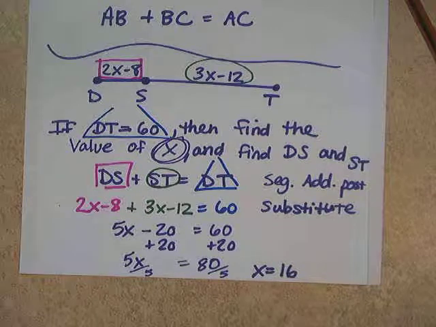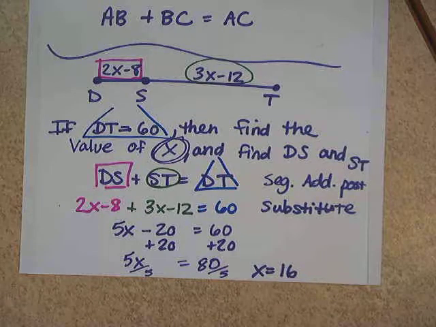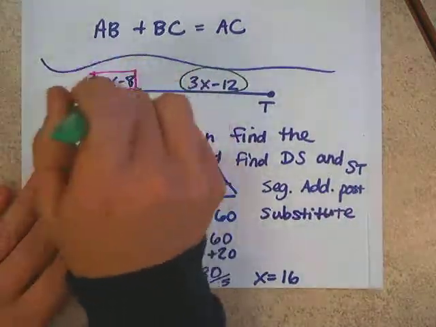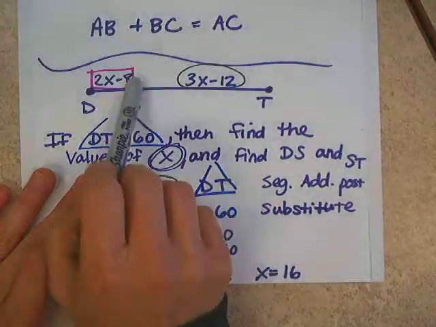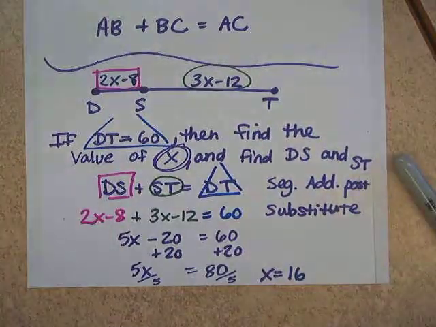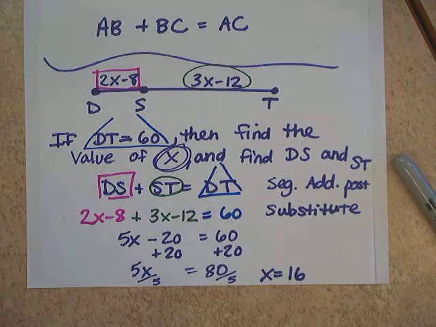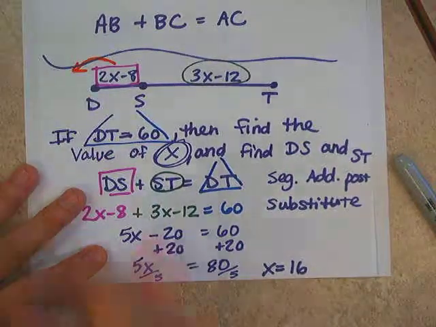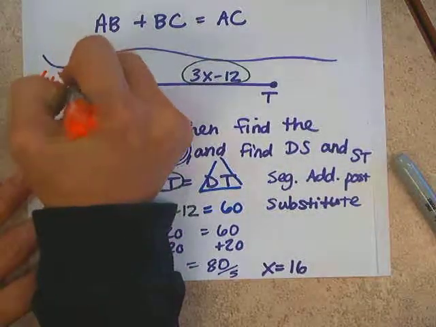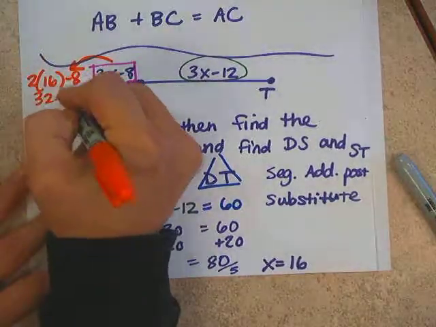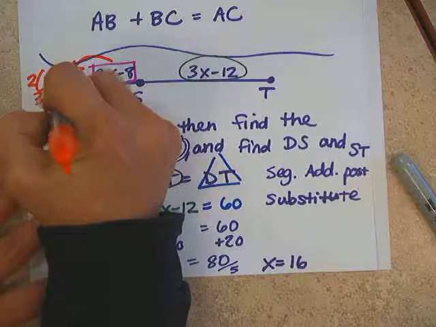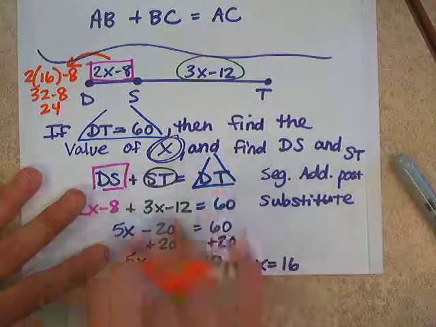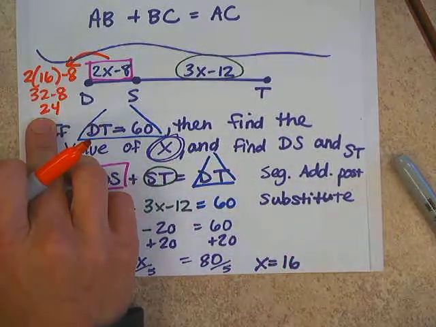You're not done yet, though. We need to find the length of DS and ST. So any ideas what you do once you find x? Put it in for the x's. Plug it in, right? You go back up to each expression, and you're going to substitute 16 for x. To find DS, we're going to do 2 times 16 minus 8. So that would be 32 minus 8, which is 24.